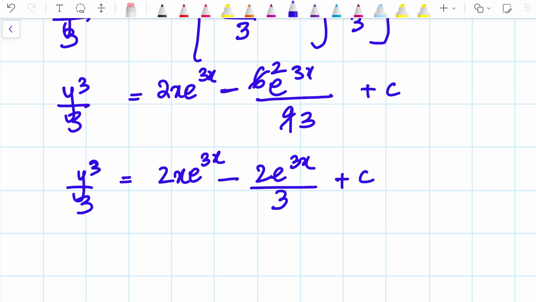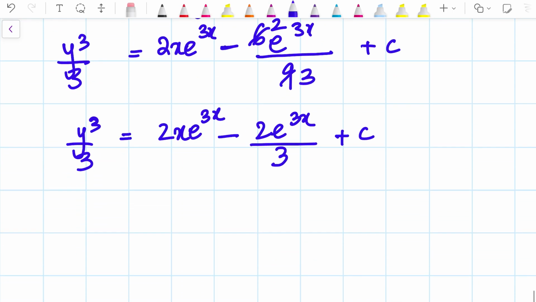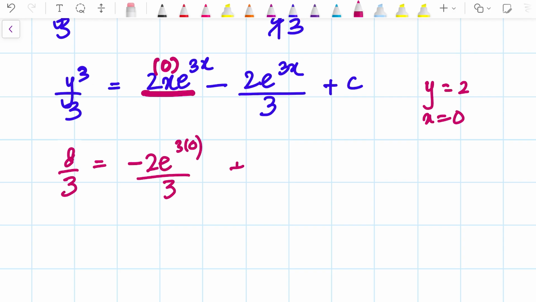So I'm just simplifying. Now, what is the point given to us? When y is 2, x is 0. Let's find the value of c. 8 upon 3 equals to 0, meaning this entire thing becomes 0 because it's multiplied by 0 here. Minus 2e3 into 0 upon 3 plus c.